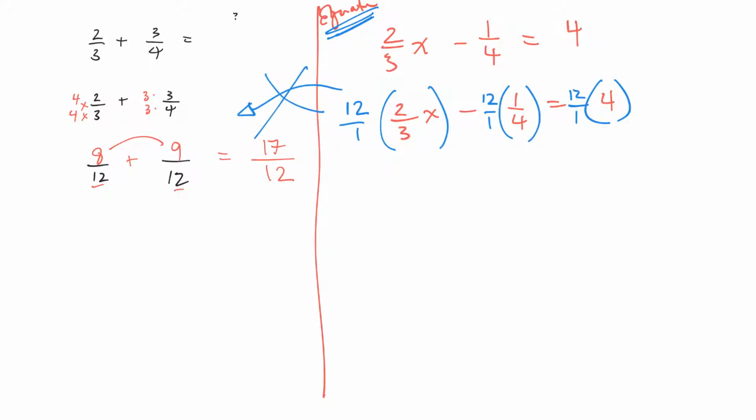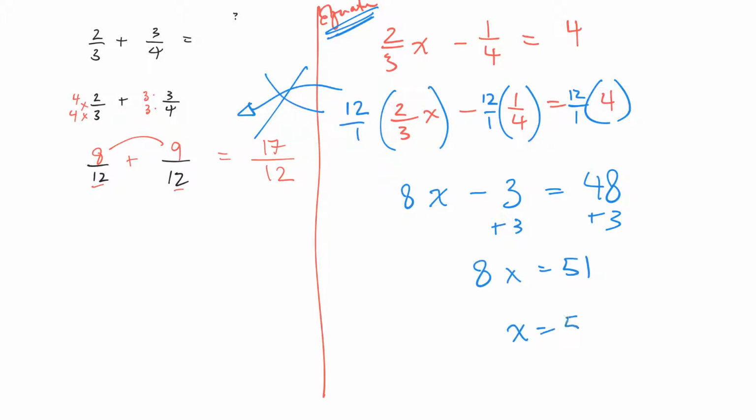So here 12 times 2 is 24, divided by 3 is 8. 12 times 1 divided by 4 is 3, is equal to 12 times 4 is 48. And then I'll add 3 to both sides. So I'll have 8x is equal to 51, and then divide both sides by 8, so I get 51/8.